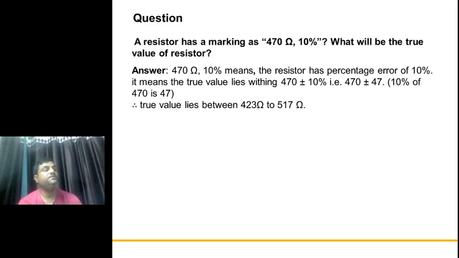And what is the practical significance? It means this actual resistance varies from 423 to 517. That is the practical significance. And if you require accuracy and precision, then we need to count this error. Otherwise, we are not able to maintain the precision and accuracy of any measurement.